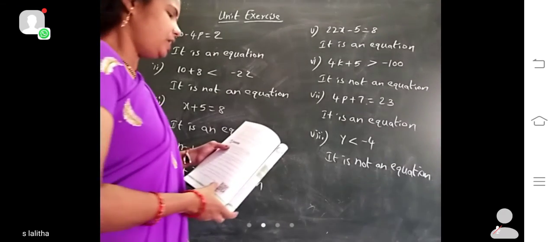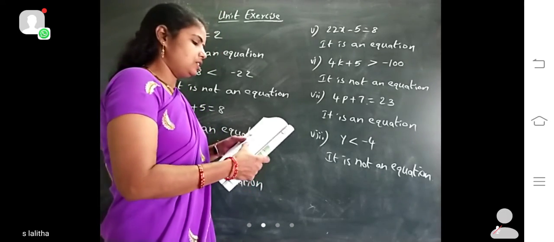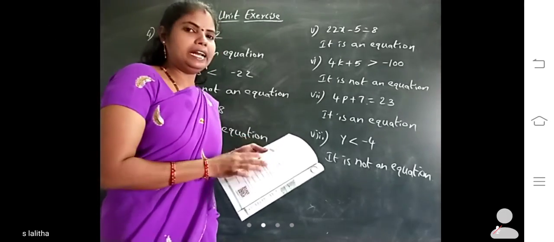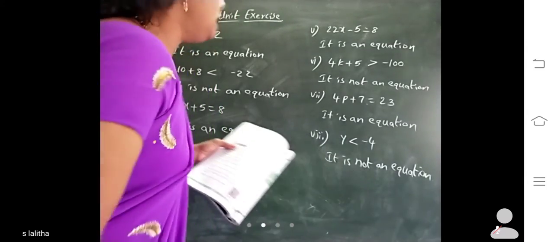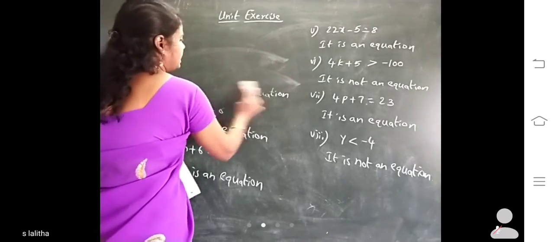You see the fifth question, right? Write the LHS and RHS of the following equations. So, here equations are given, and you have to write the LHS and RHS. LHS means what? Left hand side. And RHS means what? Right hand side.